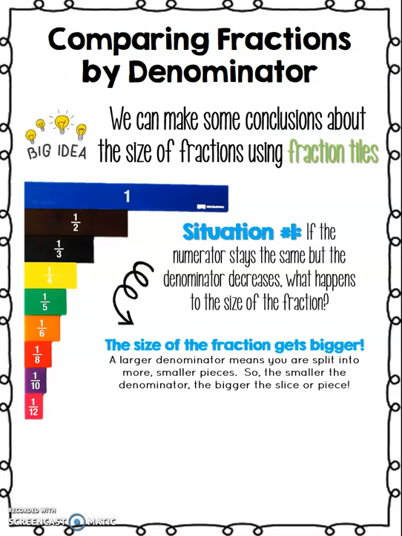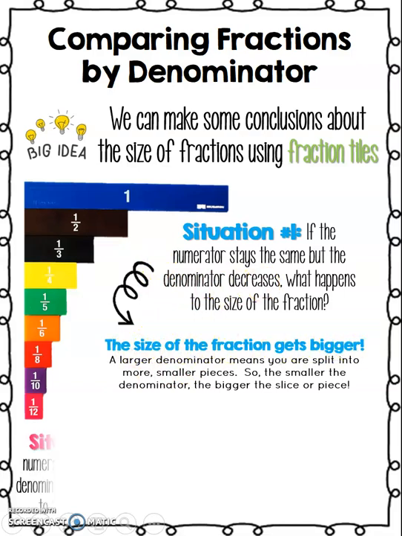This makes sense because remember, the denominator tells us how many pieces it takes to make up one whole. So when you have a larger denominator, it means you are split into more pieces. And if you're splitting that whole into more pieces, each individual slice must be a smaller size. So the smaller the denominator, the bigger the slice or the bigger the piece. As the denominator decreases, the size of the fraction gets bigger.